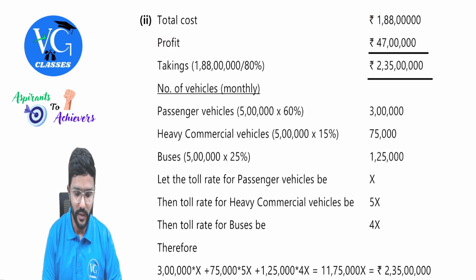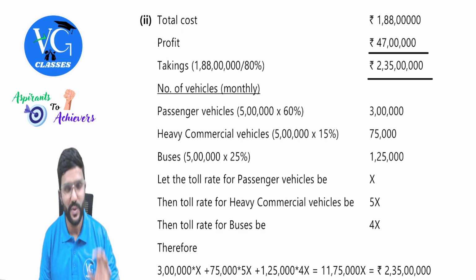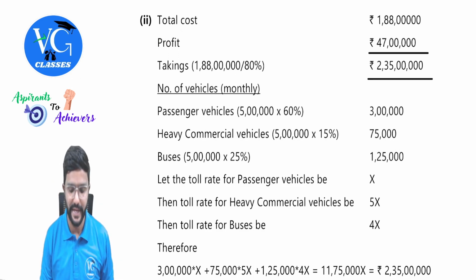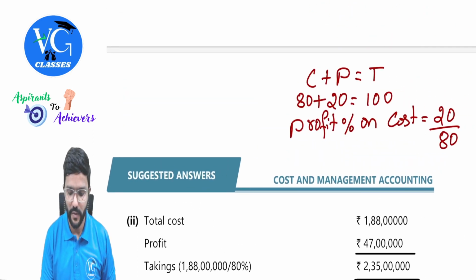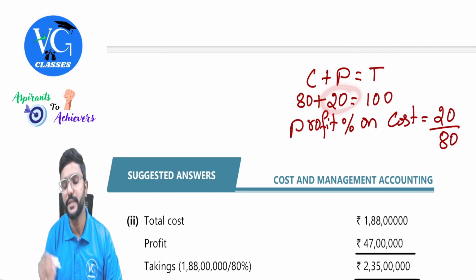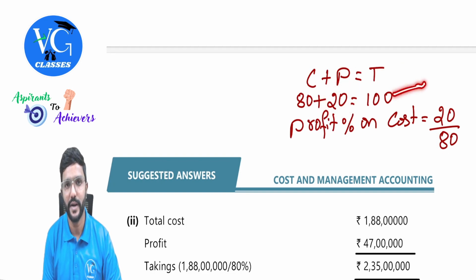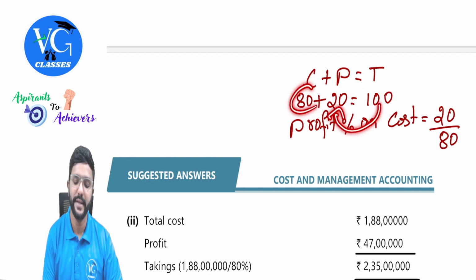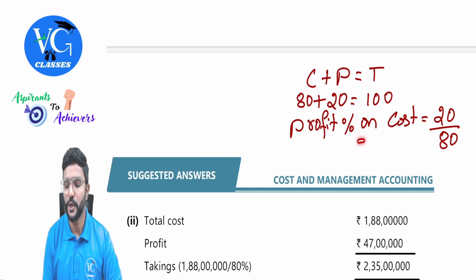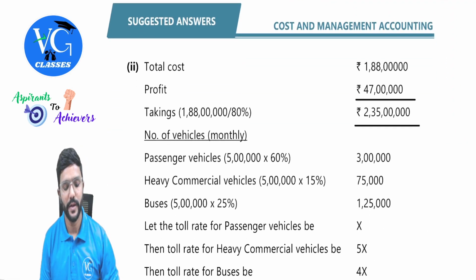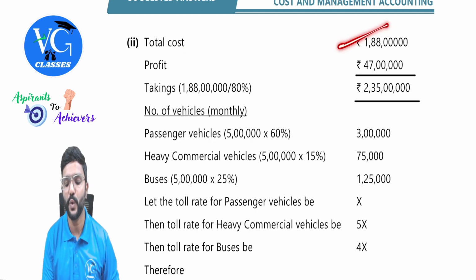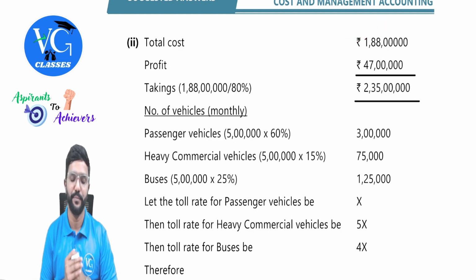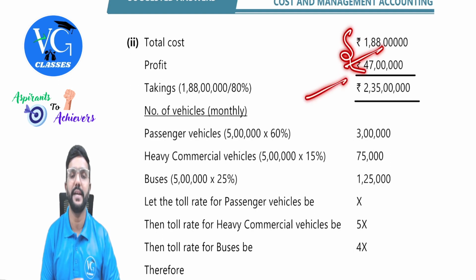Profit, they have given some profit pattern which is 20% on toll fee, that is total takings. So the formula would be like this, guys. Cost plus profit is equal to takings, which is nothing but toll charges. They have told profit is 20% of toll charges. So let us assume takings as 100. 20% will be profit, 20 rupees, and cost would be 100 minus 20, 80. So what is the profit percentage on cost? 20 by 80. So can we calculate profit like that? Yes, 1 crore 88 lakh into 20 by 80. You'll get profit. Then add up both, you'll get takings.